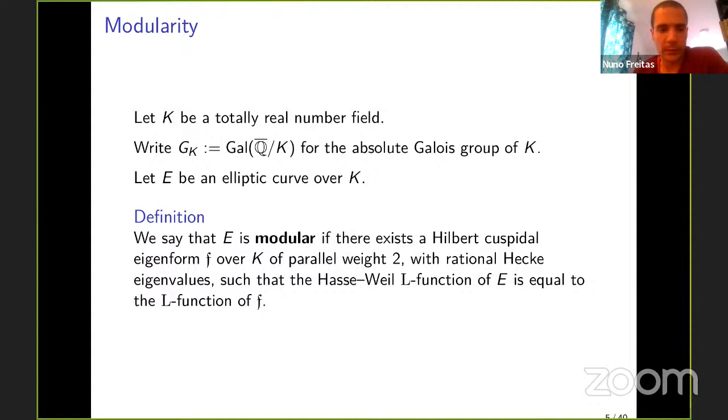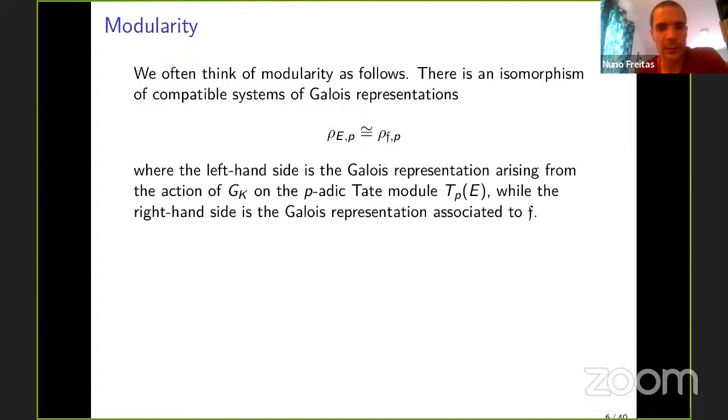But in fact, it's also convenient, and we often think of modularity in terms of Galois representations. So in that context, modularity means that there will be an isomorphism of compatible systems of Galois representations, rho_{E,p}. So this is the p-adic Galois representation arising from the elliptic curve E. And this must be isomorphic to the p-adic Galois representation arising from some Hilbert modular form. And this will then be true for all p.